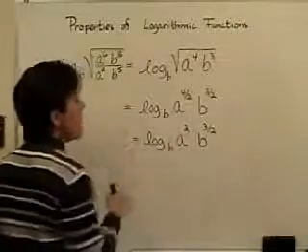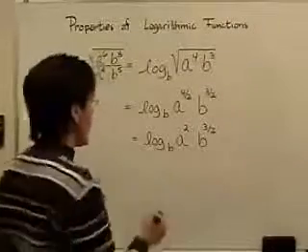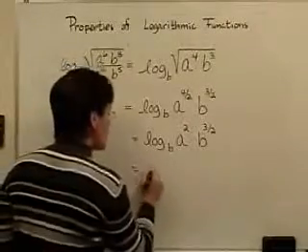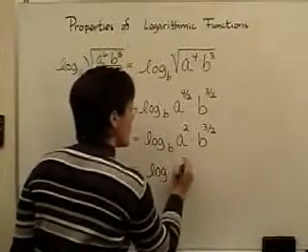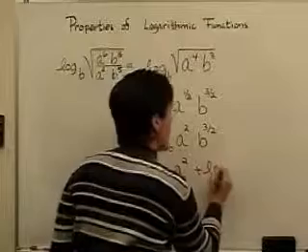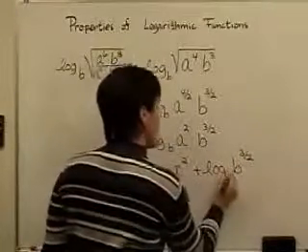And now I see, I've gotten rid of my radical, I see that I have the logarithm of the product of two things. So I'm going to write it as the sum of, so I'll have the log of a to the 2nd power plus the log of b to the 3/2 power, where each of them had the base of b.